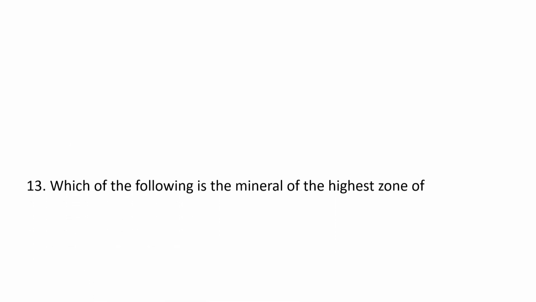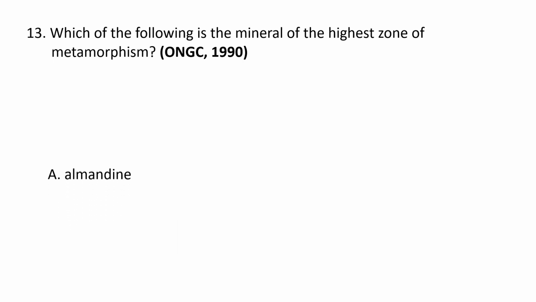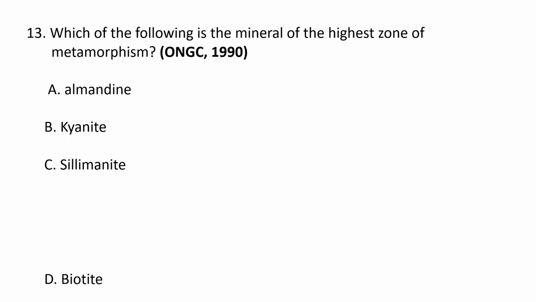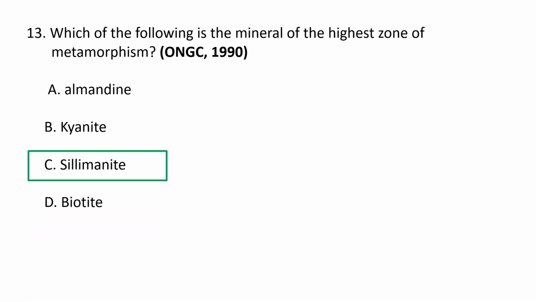Next question. Which of the following is the mineral of the highest zone of metamorphism? Choices are A. Almandine, B. Kyanite, C. Sillimanite, D. Biotite. So the correct answer is C. Sillimanite is the mineral of the highest zone of metamorphism. The rocks of the sillimanite zone are likely to be heated over 700 degrees centigrade, and therefore they must have been buried to depths between 20 kilometers and 25 kilometers. C is the correct answer.